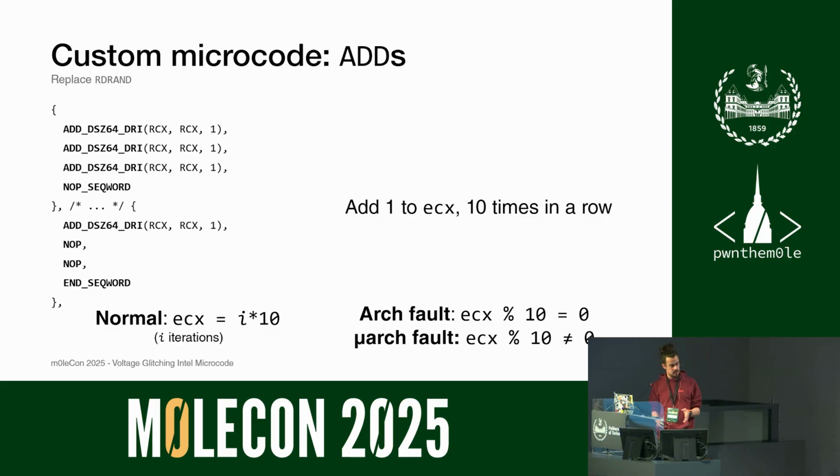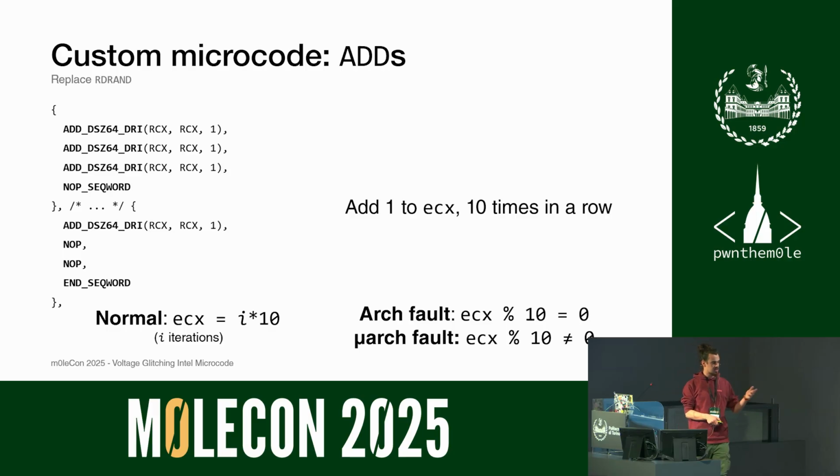This code gives us essentially two pieces of information. Whenever it's running normally, given I iterations of the code, we would find in ECX I times 10, because of course it has added 1 ten times. But if we can inject some faults, and we maybe are able to skip microinstructions actually, if we find that the result is not the expected one, but it can be divided by 10, then it means that we have skipped an x86 instruction architecturally.